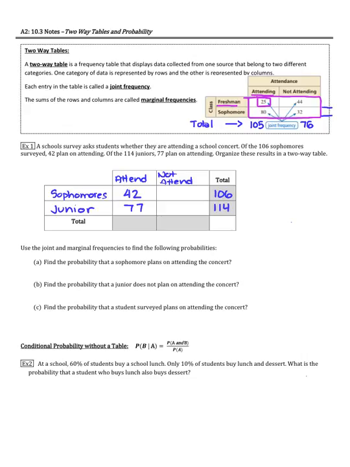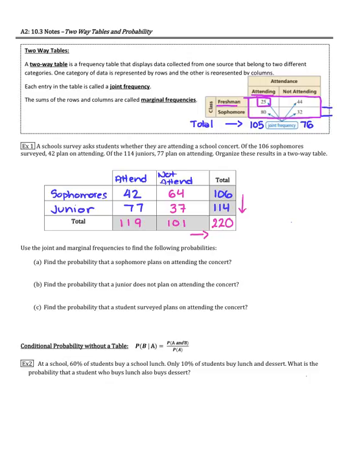106 minus 42 tells me that there are going to be 64 sophomores not attending. 114 minus 77 tells me there are 37 juniors not attending. The total number attending when we add down would be 119. The total number not attending is 101. And that would give me a total of 220 students. Notice in both directions this sum should be the same, so we know we did it right.